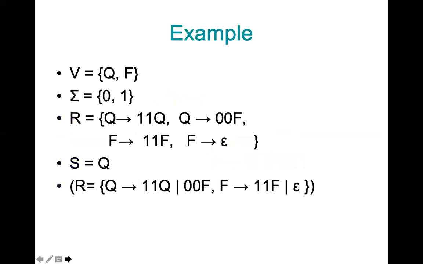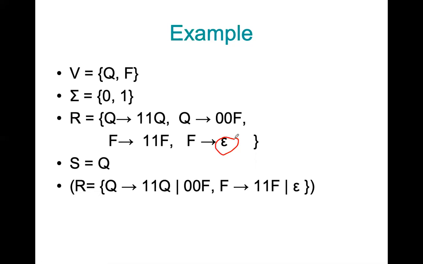Now I'm going to give one example. Here I have taken variables Q and F and terminals 0 and 1. The rules I framed produce combinations of zeros and ones; we can produce strings of zeros and ones from these rules. Q is equal to 11Q and 00F. F is equal to 11F, and F is equal to epsilon. Epsilon is a null operator; if you want to end the loop, then we need to use this one.